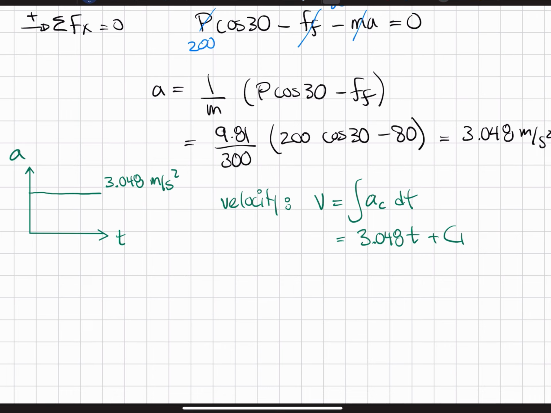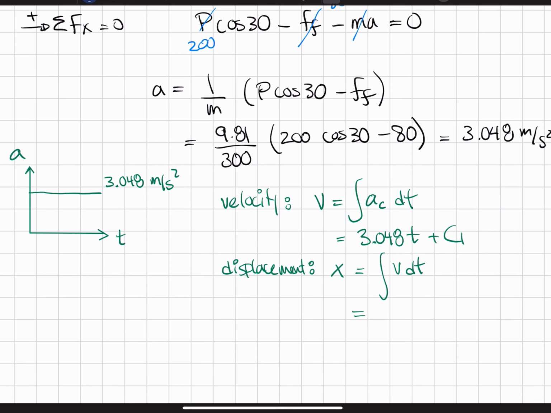You can also do a second integral. So we have displacement now. So in this case, we have x. X is what I call displacement, is equal to the second integral of v dt. And this is just integrating the v again. So we have 1.524 t squared plus the first constant of integration times t plus c2.